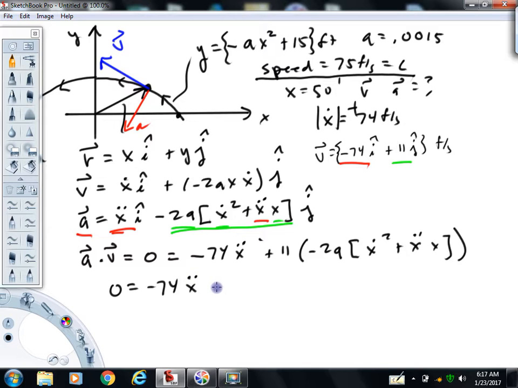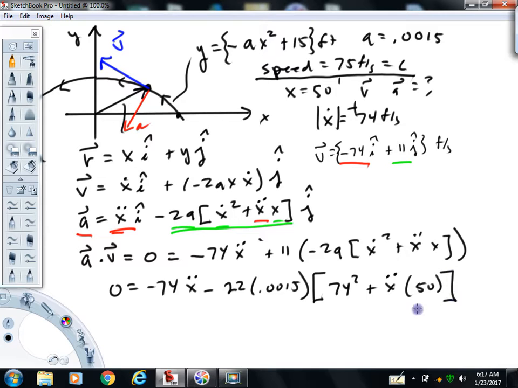All right, now we got to deal with this. Plus, actually, let's bring this out in front. Minus 11 times 2, let's do that, 22a, 0.0015. So I think this is all taken care of. Times x dot squared, 74 squared. The plus or minus does not matter here because it's being squared. Plus x double dot times x, which we know to be 50 feet.